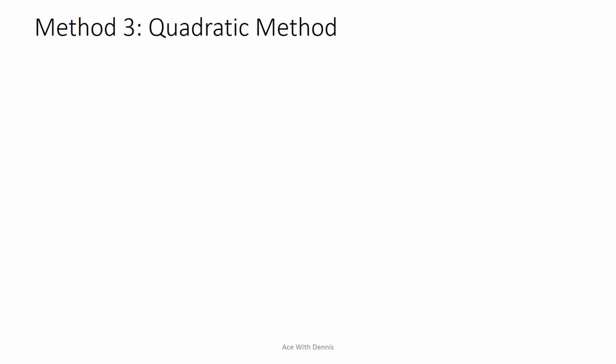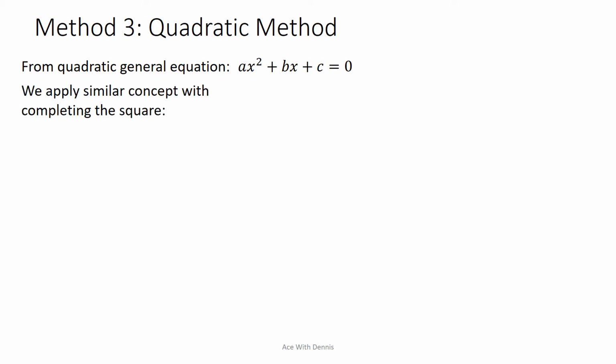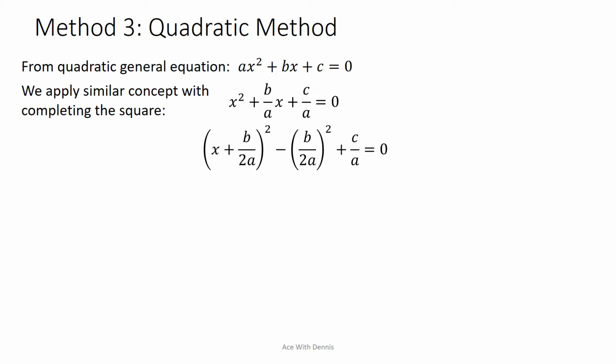Method 3. Quadratic formula method. From the quadratic general equation, ax squared plus bx plus c equal to 0, we can apply a similar concept to completing the square, where it will become x squared plus b over a x plus c over a equal to 0, and x plus b over 2a squared minus b over 2a squared plus c over a equal to 0.